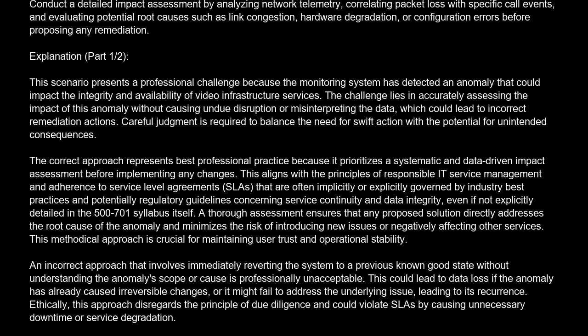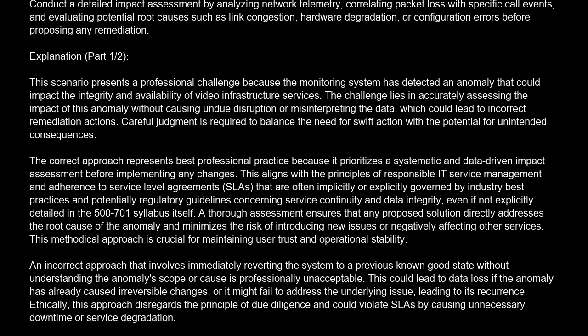Explanation. This scenario presents a professional challenge because the monitoring system has detected an anomaly that could impact the integrity and availability of video infrastructure services. The challenge lies in accurately assessing the impact of this anomaly without causing undue disruption or misinterpreting the data, which could lead to incorrect remediation actions. Careful judgment is required to balance the need for swift action with the potential for unintended consequences.